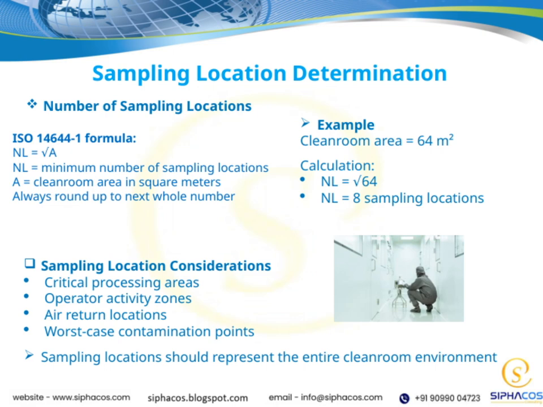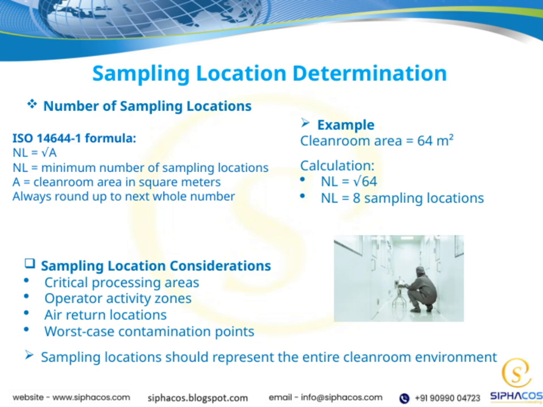When considering where to place these sampling locations, we focus on key areas such as critical processing zones, operator activity zones, air return points, and worst-case contamination spots. The idea is that sampling locations should represent the entire cleanroom environment, capturing any potential contamination sources.